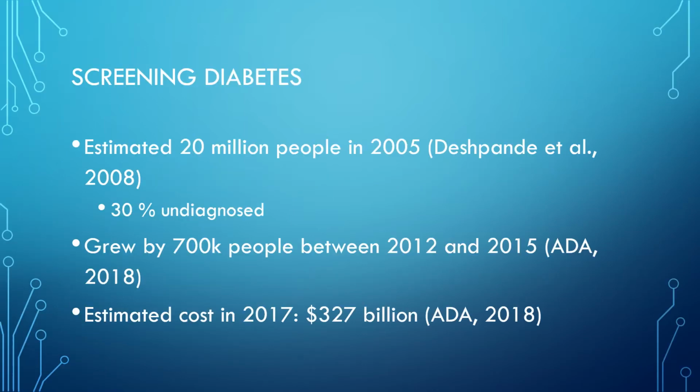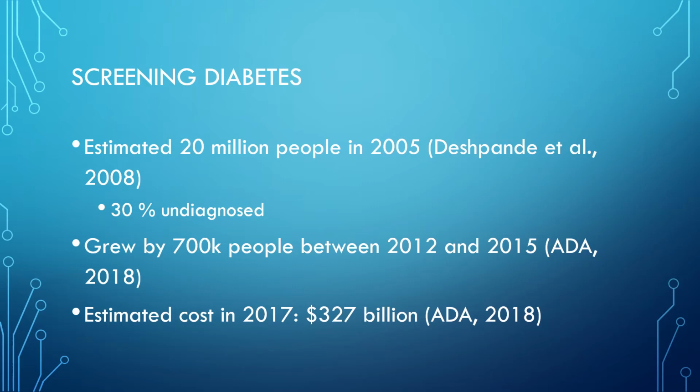In 2005, it was estimated that 20 million people in the US had diabetes, and 30% of these cases were undiagnosed. Between 2012 and 2015, the number of cases grew by 700,000 people, and the estimated cost in 2017 for managing diabetes was $327 billion. Diabetes can result in cardiovascular disease, kidney disease, and extremity amputation, and managing blood sugar, blood pressure, and blood lipids can assist in controlling diabetes.